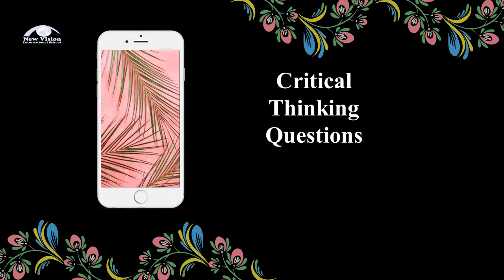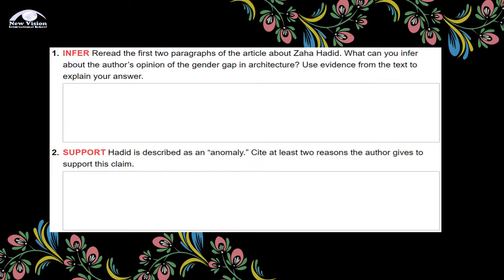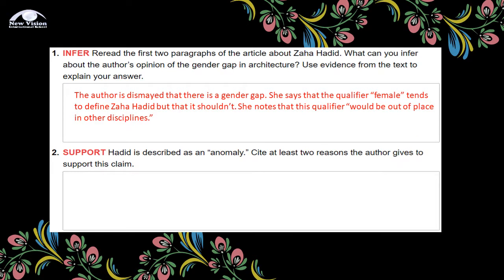Now, let's try to ponder and answer some of the critical thinking questions. First, reread the first two paragraphs of the article about Zaha Hadid. What can you infer about the author's opinion of the gender gap in architecture? Use evidence from the text to explain your answer. A possible answer is the author is dismayed that there is a gender gap. She says that the qualifier female tends to define Zaha Hadid, but that it shouldn't. She notes that this qualifier would be out of place in other disciplines.